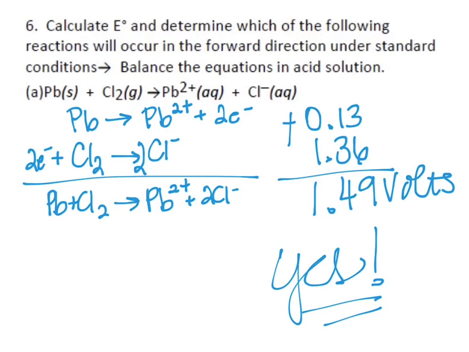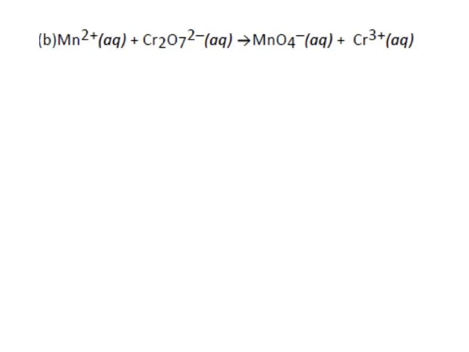And on the AP question, is that all? If it doesn't ask for anything else, we would just say yes, it occurs, because the E cell is positive, so it would be thermodynamically favored. Are these usually free response questions? These are usually free response questions. You can kind of push your way through it.